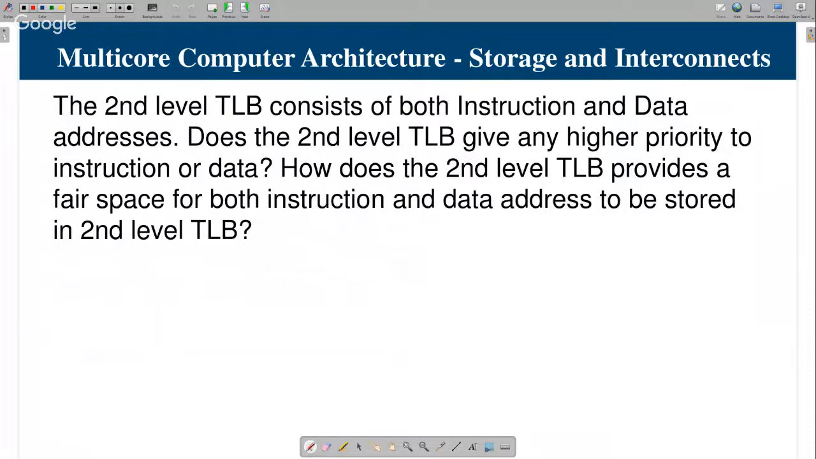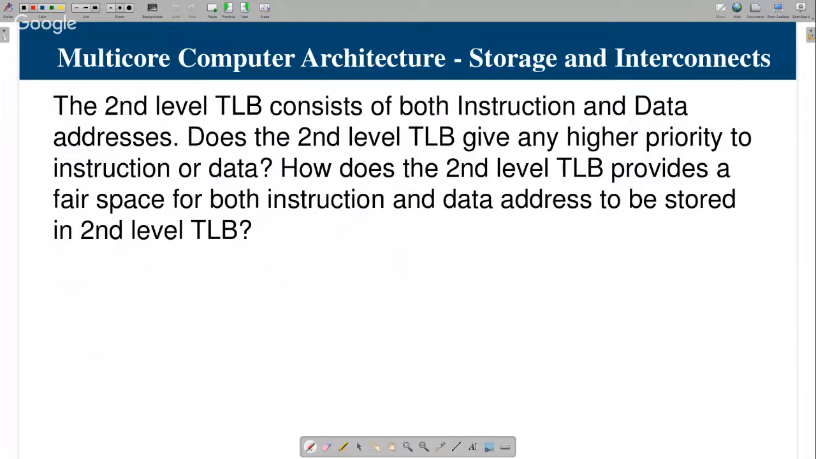Next question: the second level TLB consists of both instruction and data addresses. Does the second level TLB give any higher priority to instruction or data? How does the second level TLB provide a fair space for both instruction and data addresses to be stored? Okay, a very good question. I will try to summarize what this candidate is looking for from this question.